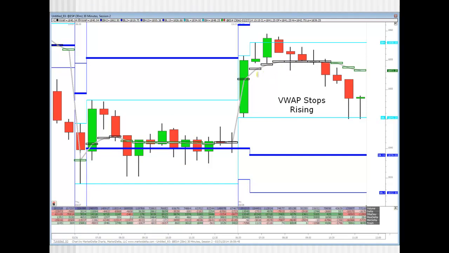When the VWAP stops rising, as in this case here, it tells us two things. One, that in fact momentum to the upside is diminishing. We're not going to continue moving higher, and at the same time this may become a level of either support or resistance. If in fact prices had continued to move higher above here and we didn't break it to the downside as we did here, this would have become a level of support. In this case we broke through it, continued to move lower, so now it has become a level of resistance for us, and it'll be interesting to see if we can come back and overtake it.